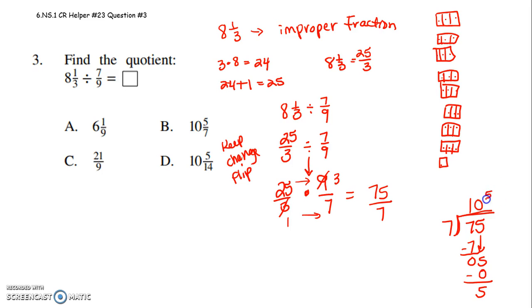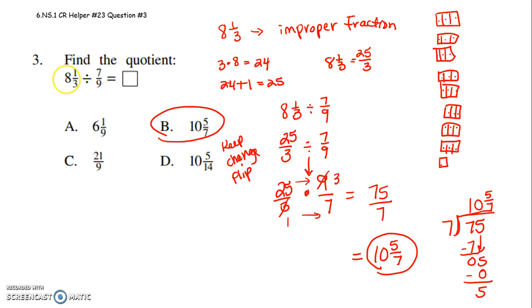That's 10 5/7. So if I chose to draw 10 whole rectangles and 5/7 of another rectangle, I'll guarantee you that would get me to 75/7. 10 5/7 is your final answer.